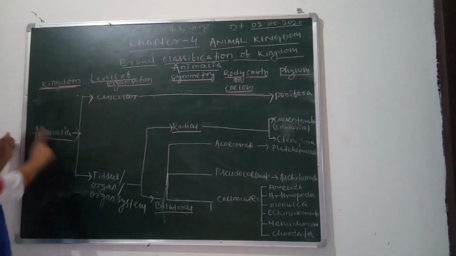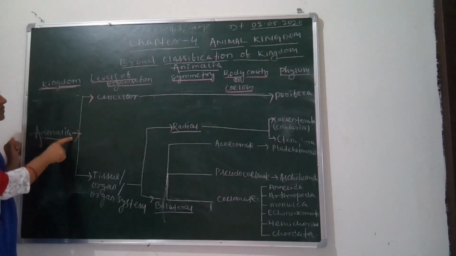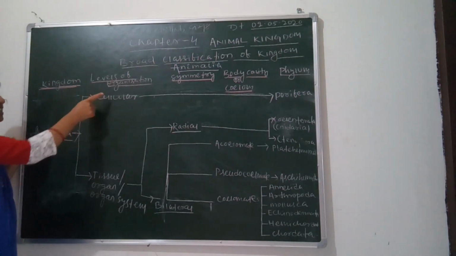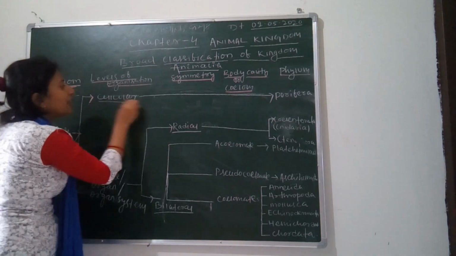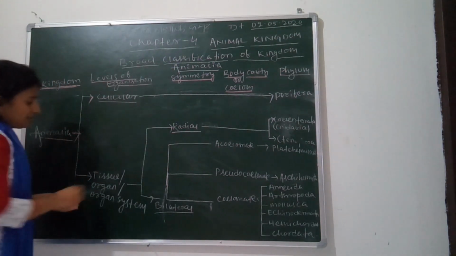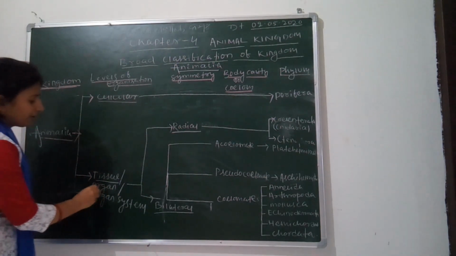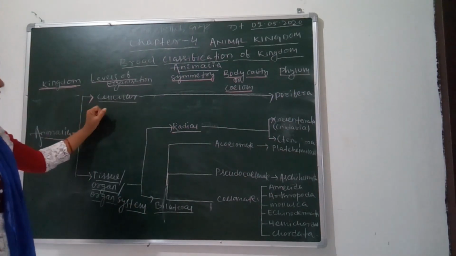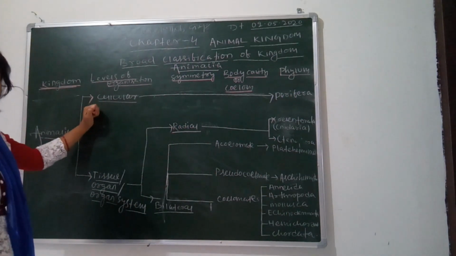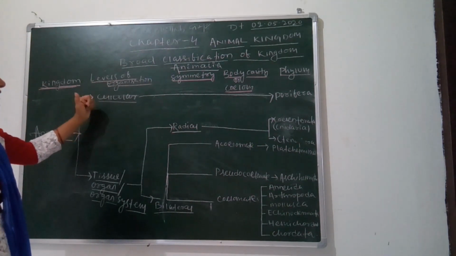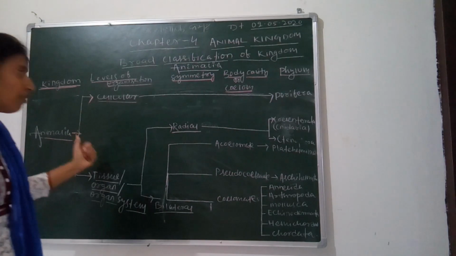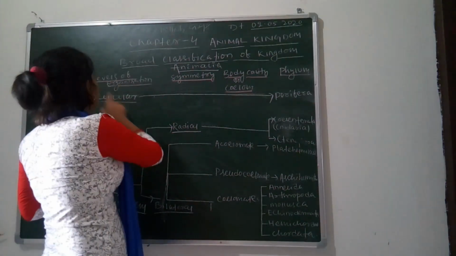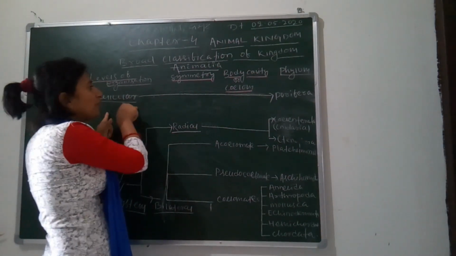Next, in the animal kingdom the level of organization is different. Either it is cellular level, tissue level, organ level or organ system level. It means the organisms placed in the animal kingdom show different levels of organization, that are cellular, tissue, organ or organ system.